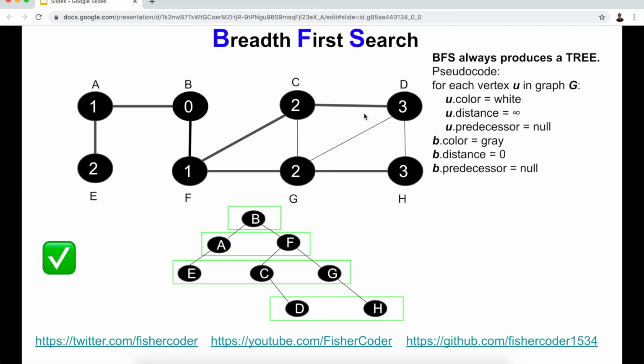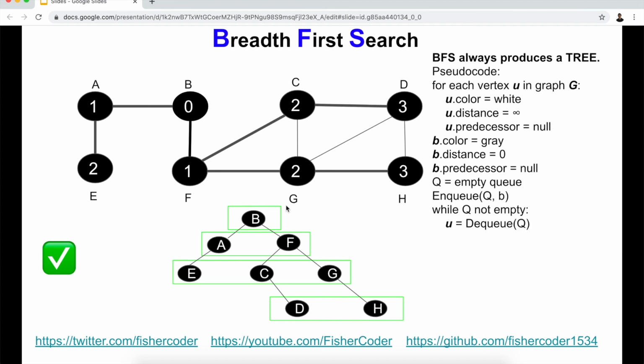Next, we'll define B as the starting point. So we'll paint B to be gray and distance to be 0, meaning that's the starting point. And then we'll have B's predecessor. B is the only node that has a null predecessor because B is the root node. And then we'll initialize an empty queue. Then we put B into the queue. Next, we'll have a while loop. So we'll continue to visit.